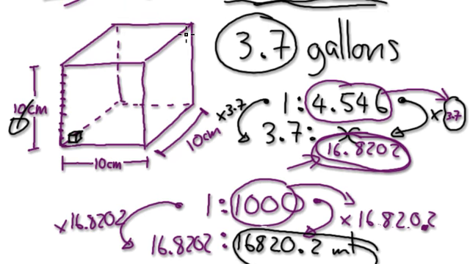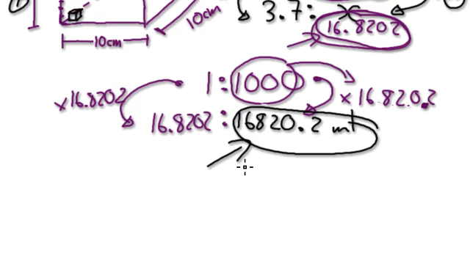So this here will be our answer. Given that 3.7 gallons would equal this.